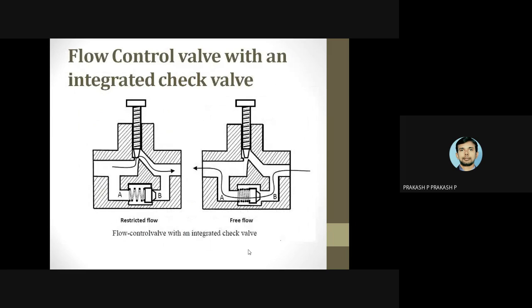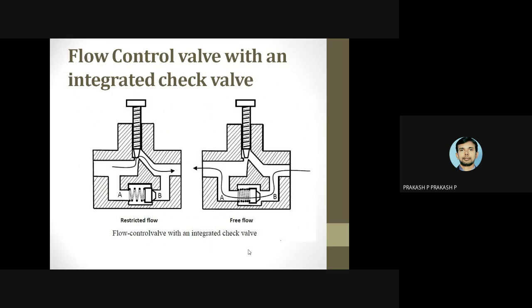You can see the flow control valve with an integrated check valve. In the previous one, it was non-compensated and there was no check valve placed. In this one, you can see a check valve is placed, because the flow control can be integrated with a check valve. The check valve allows flow in one direction only. At the bottom there is a spring attached. During the forward stroke, the fluid flows from A to B when we are adjusting the screw. During retraction, the flow will not go directly from inlet to outlet port.